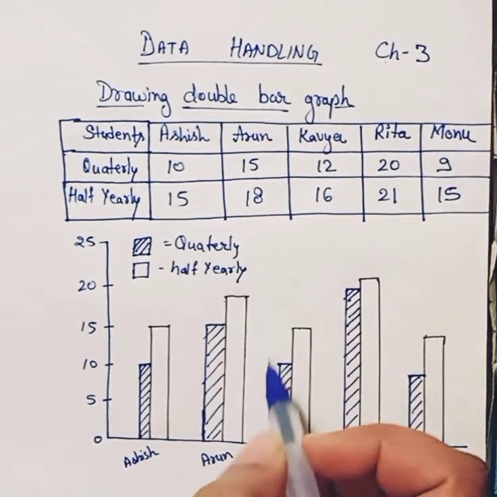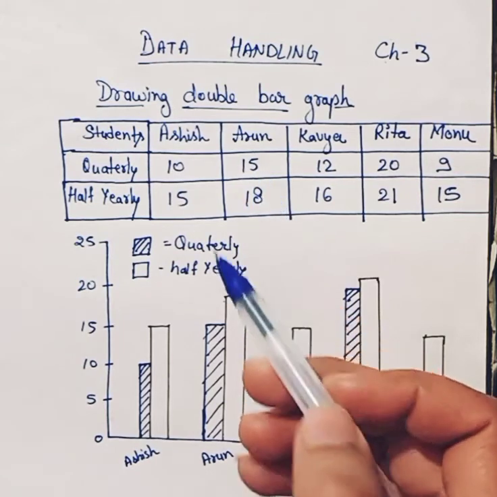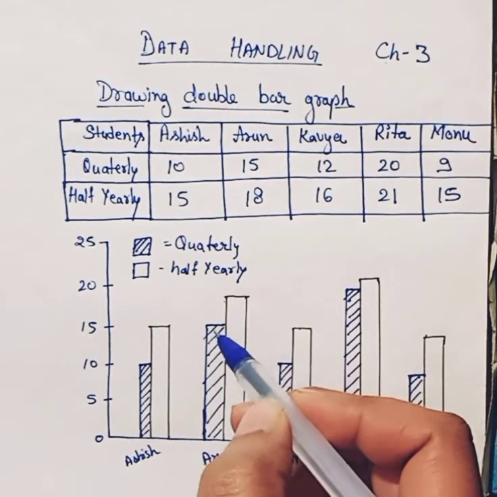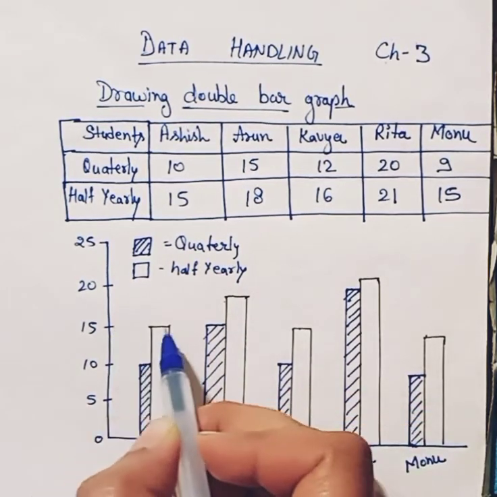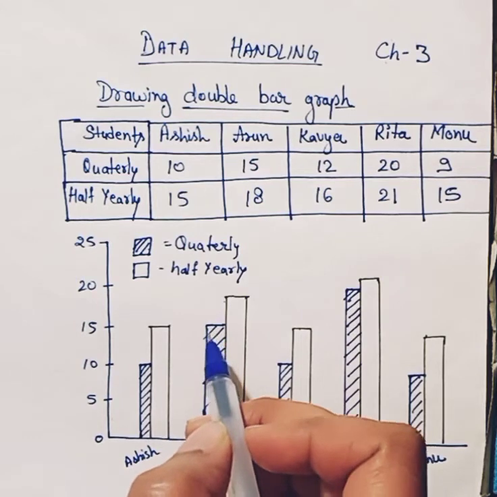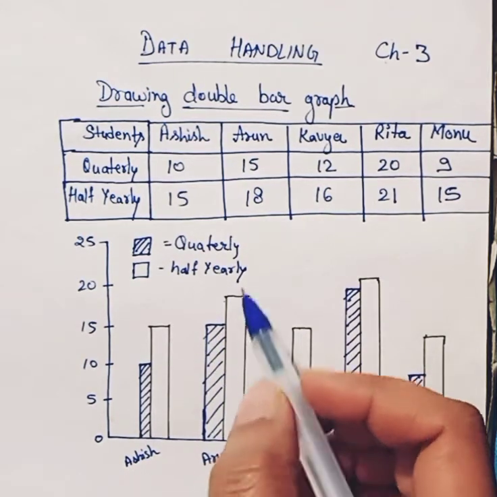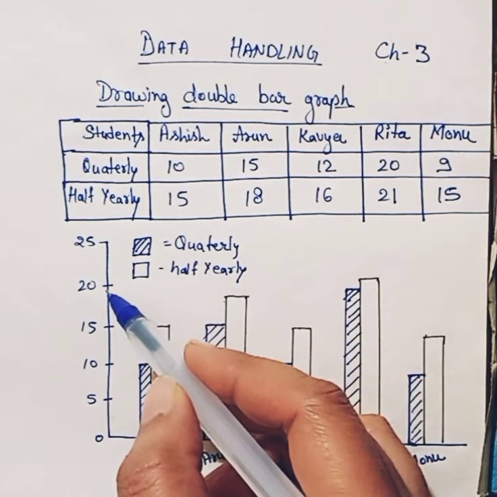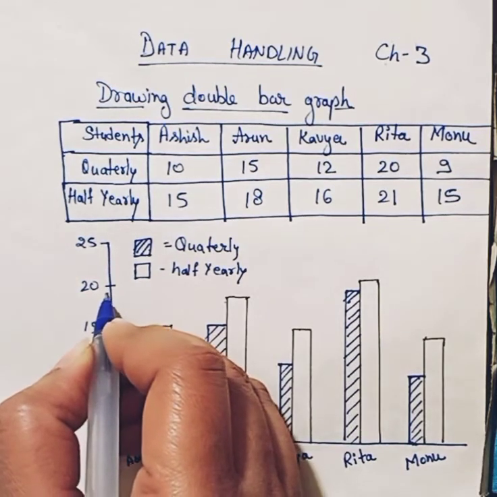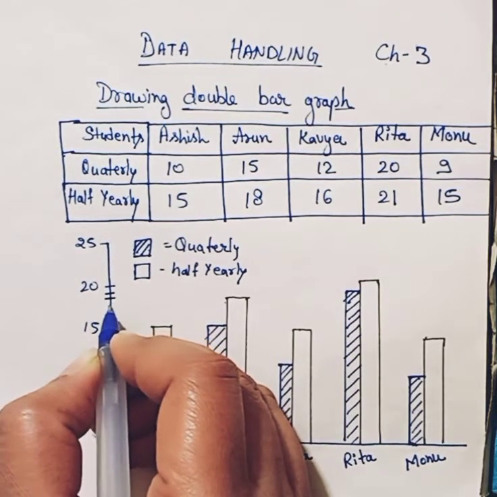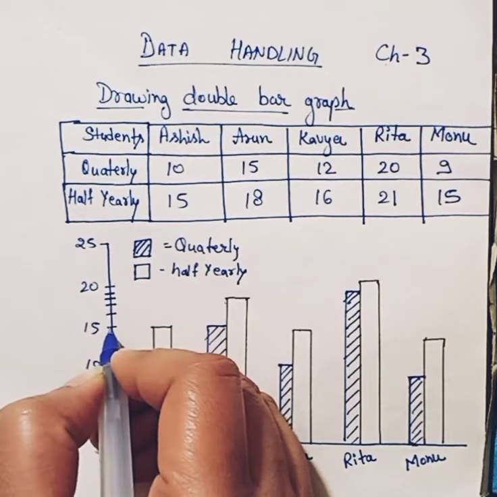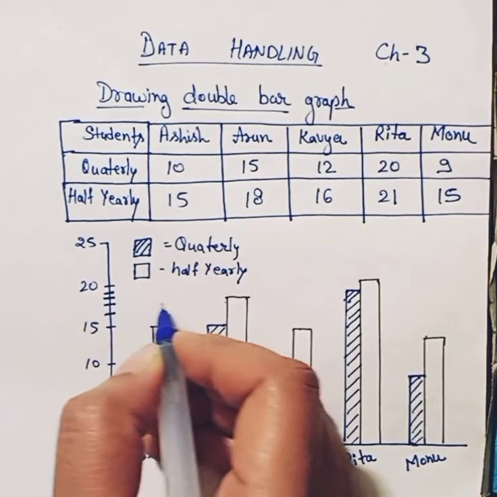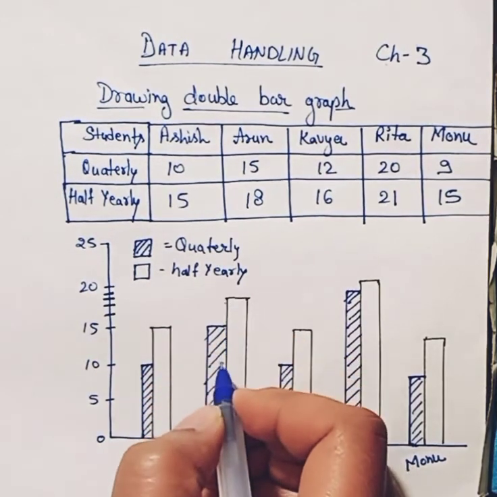The second one is the marks of Arun. First is 15 in quarterly exams and 18 in half yearly exams. For quarterly we use the same pattern. In front of 15, parallel to this, using the scale you draw a straight line. The second is 18, that is 2 less than 20 and 3 more than 15. So you can divide it into 5 parts: 15, 16, 17, 18, 19, 20, like this. In front of 18 you draw this whole box.